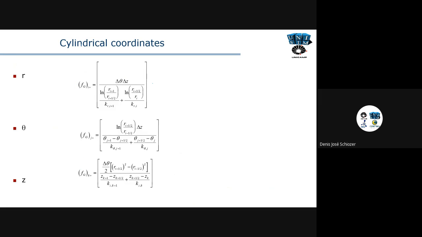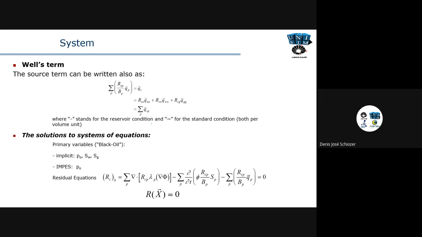Here's another example for Cartesian and cylindrical coordinates. I'm going to leave it here in the presentation just to let you know. In the literature, you can find this geometric factor for all the grid sizes and grid types you have, okay? And last, we have the well term, which is what we have seen already.